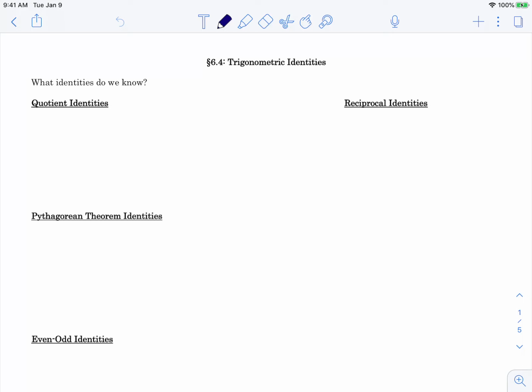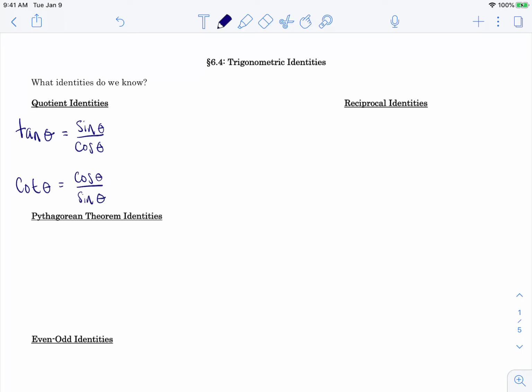So one set of identities we know is known as the quotient identity. Well, quotient means dividing. So we know that tangent of theta equals sine of theta over cosine of theta. So we learned that in a previous section. Well, if that is true, then we also know cotangent of theta would just be the reciprocal. Okay, so again, nothing new. We're just making a list so we can refer to the list when we're doing things.